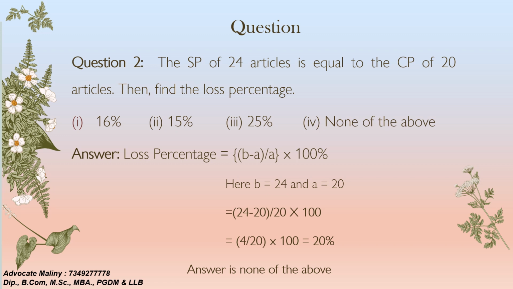You should never hesitate to answer none of the above or all of the above. There would be questions where the answer is all of the above, and there would also be questions where the answer is none of the above. You should not start thinking, no, it must be 16, 15, 25%. It can also be none of the above.